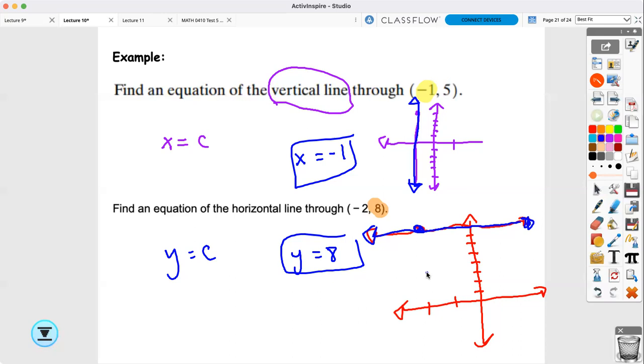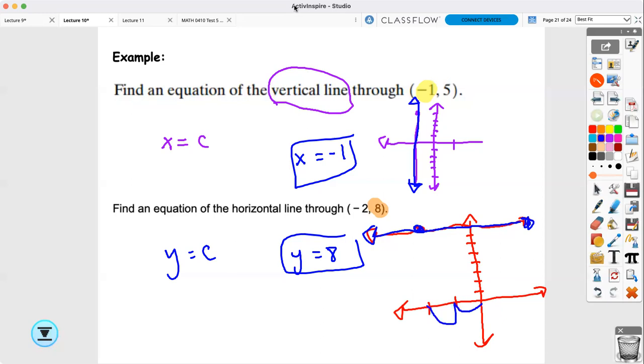Any questions so far? Yes, so -2 and then 8, wouldn't that be two to the left and then up 8, and that's the point, right? Yep, right there. So you see, I went two to the left here, one, two, and I went up eight to get to that point. Okay, thank you.